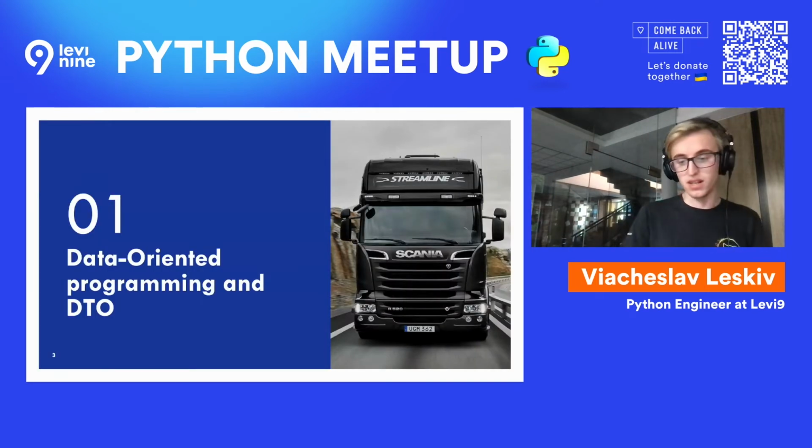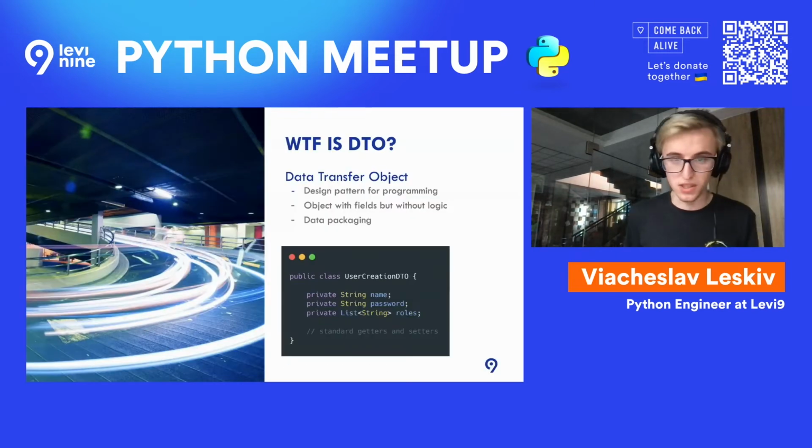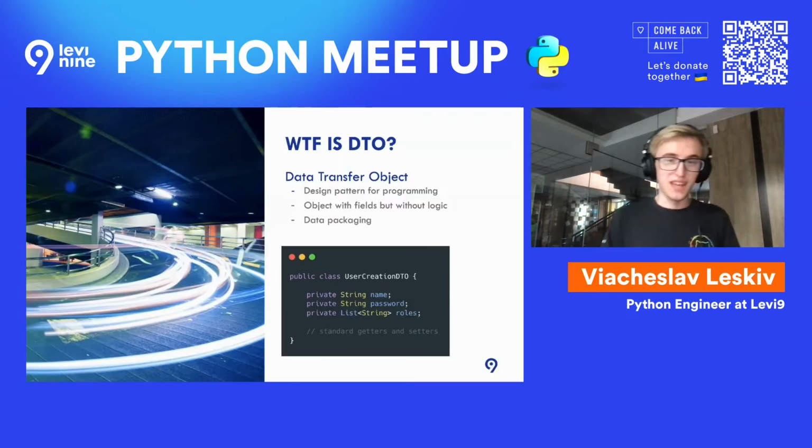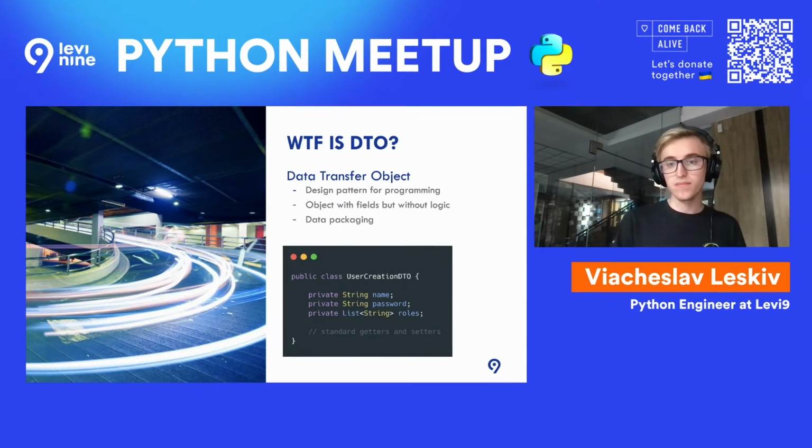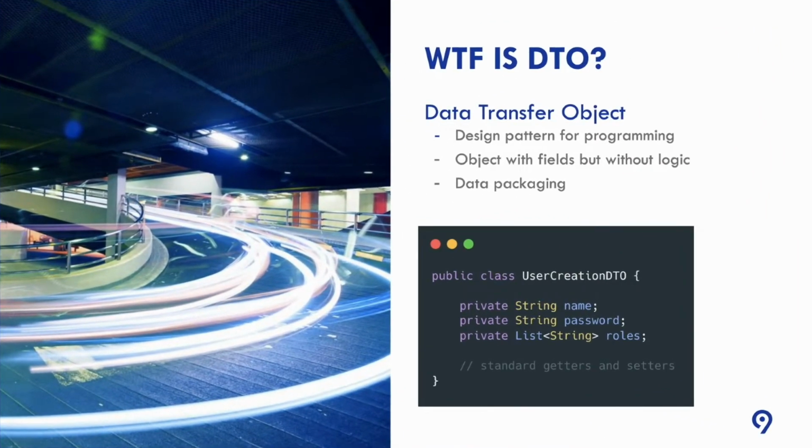But first, let's start with what the hell is a DTO. DTO stands for a data transfer object. It's a design pattern for programming meant for defining fields without any logic. So it's basically just data packaging.